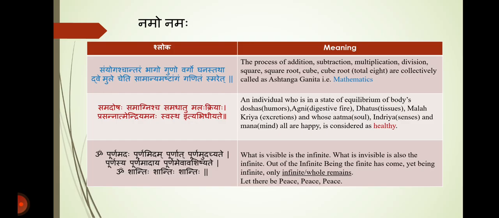An individual who is in the state of equilibrium of body's doshas, that is humors, agni, that is digestive fire, dhatus, that is tissues, malakriya, that is excretions, and whose atma, that is soul, indriya, that is senses, and mana, that is mind, all are happy, is considered to be a healthy person. So this is related to health of an individual.